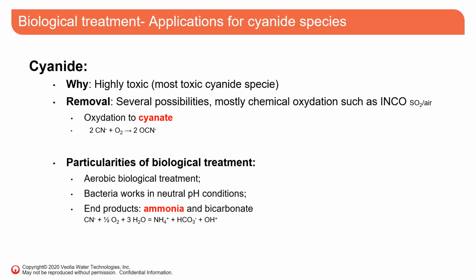Now, for biological treatment, what are the applications in cyanide removal and ammonia removal? First, cyanide: we want to remove it because it is highly toxic. Most of the removal is done by chemical oxidation, such as the INCO SO2 air process. This produces ammonia. You can also remove cyanide using biological treatment. If you have any leak of cyanide to your biological treatment, it would be able to take care of it and remove the cyanide from the final effluent. And a product of biological treatment is ammonia.